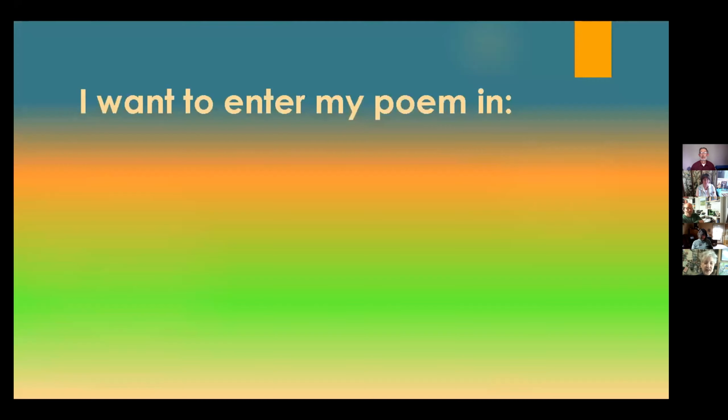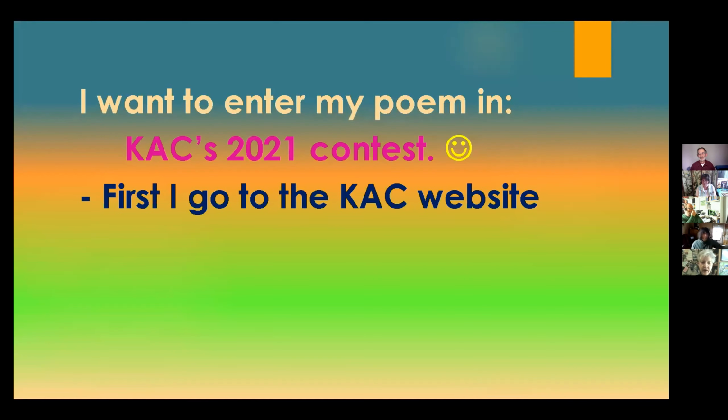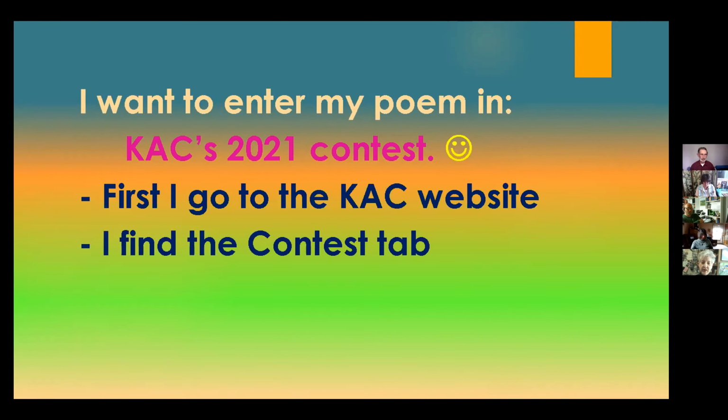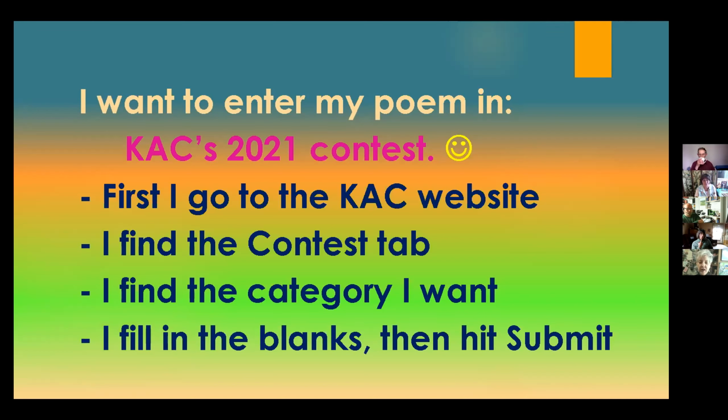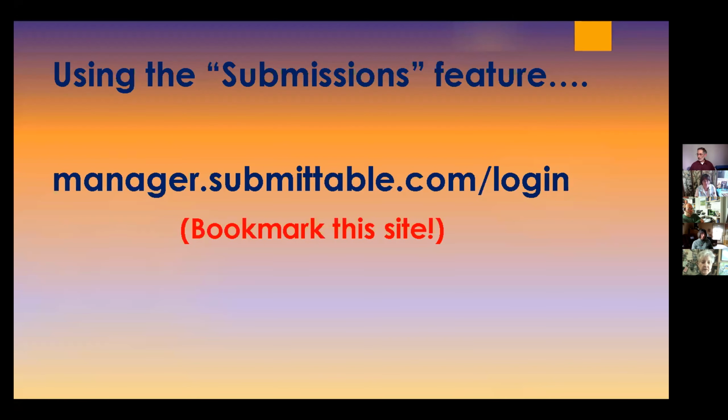So we're going to try an example in real time in just a minute. It's real time. Okay, let's say I want to enter my poem in, drum roll please, KAC's 2021 contest. So what I do, I first go to the KAC website. I find the contest tab, open it, find the category that I want, and I fill in the blanks, and then I hit submit. I will talk how to do this, and we'll do the real-time example here in a minute.